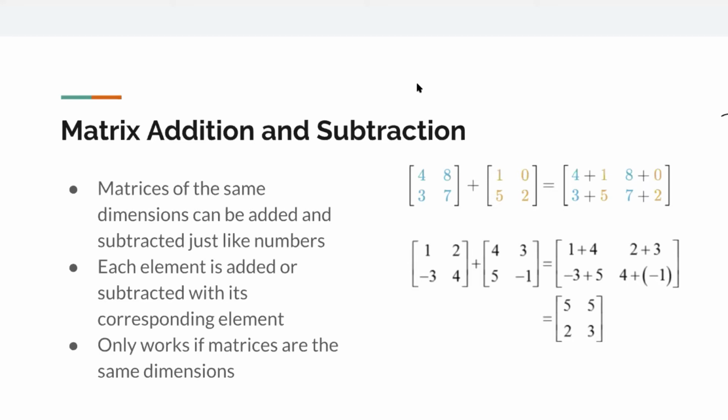Each element is added or subtracted with its corresponding element. But the key thing is this only works if matrices are the same dimension, right? Think about it. If you take a 2 by 2 matrix and add it with a 5 by 5 matrix, what do you do with that? They're not the same size, so you can't just do element-wise. So this only works if they're the same dimension. Look at the example below. That's a 2 by 2. The other one's a 2 by 2. Add them together element-wise, and then you get 5, 5, 2, 3.